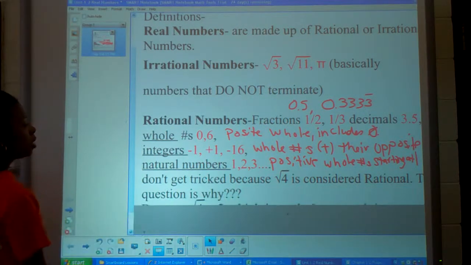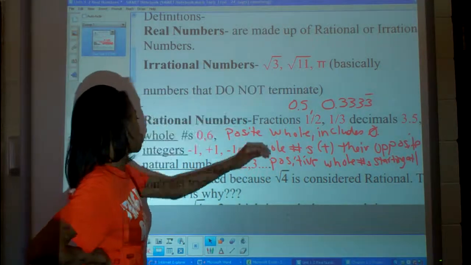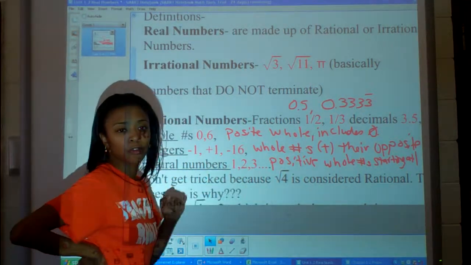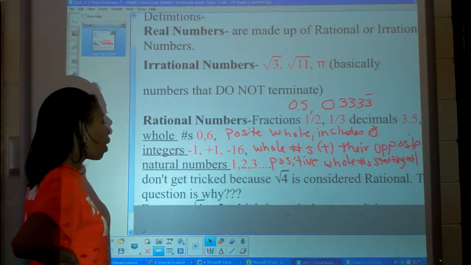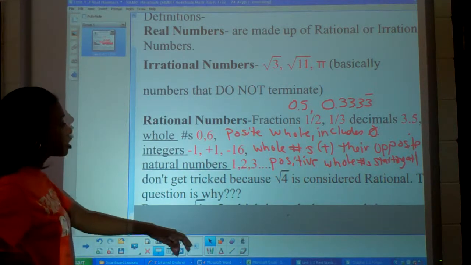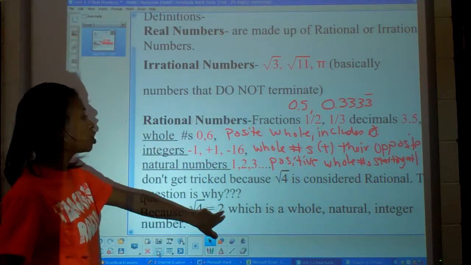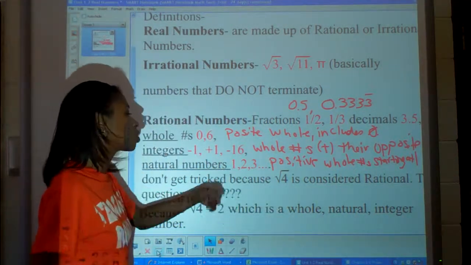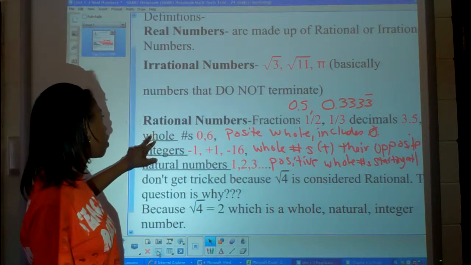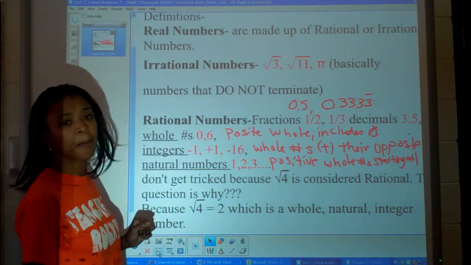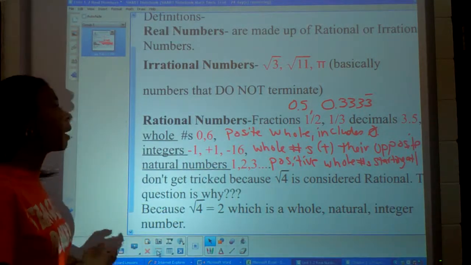What I don't want you to get tricked on is, we talked about roots. Don't get tricked on something like the square root of 4. The square root of 4 is actually rational, because the square root of 4 is 2. And 2, which is a whole number, is also considered an integer, and it's also considered a natural number. All three of these, whole numbers, integers, and natural numbers, are examples of rational numbers. So there are many different types of rational numbers.